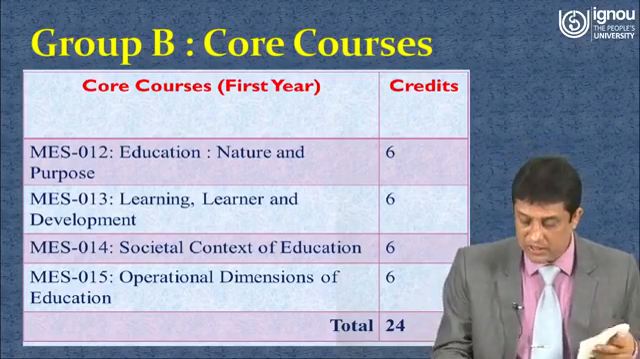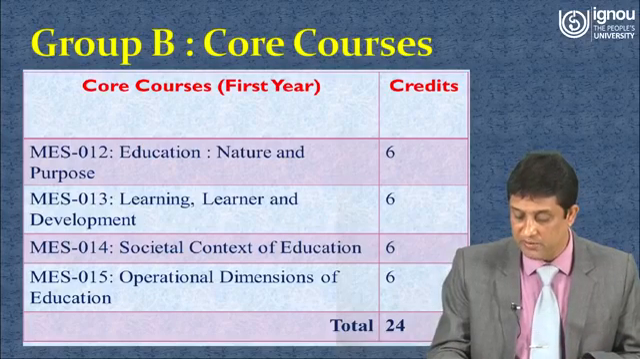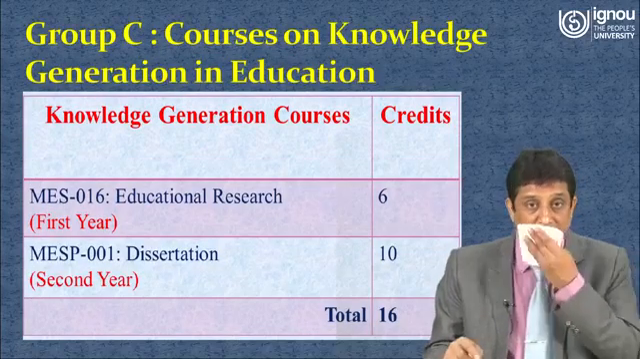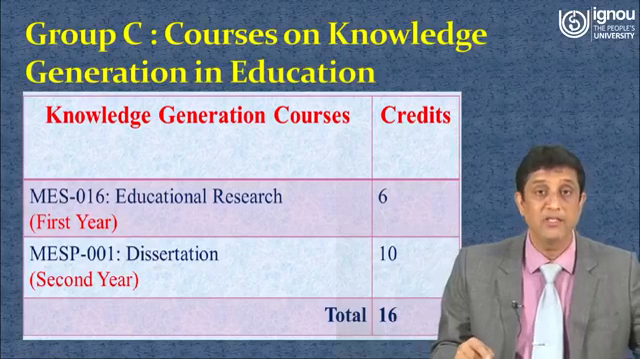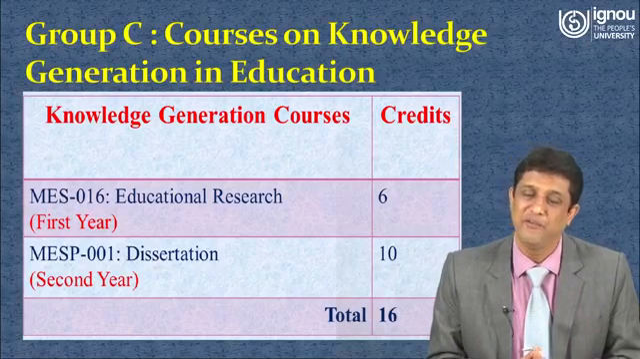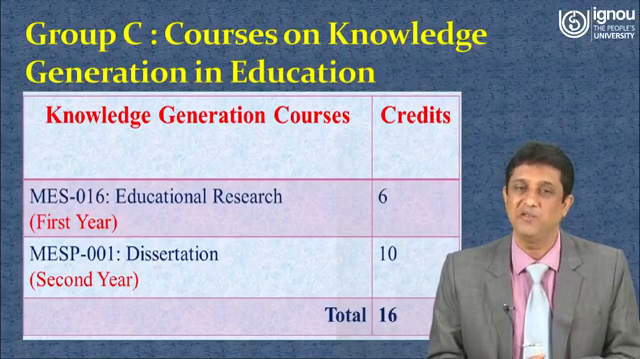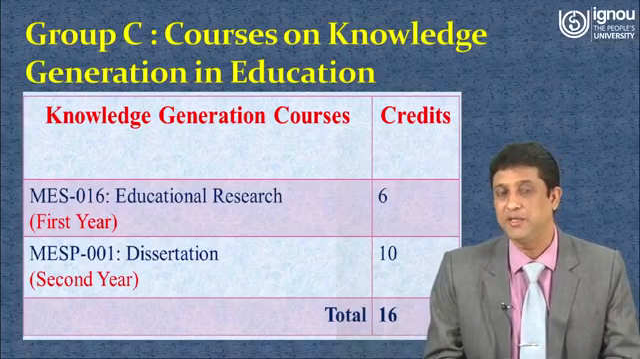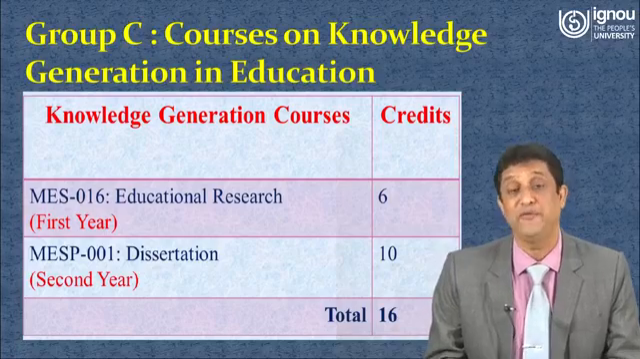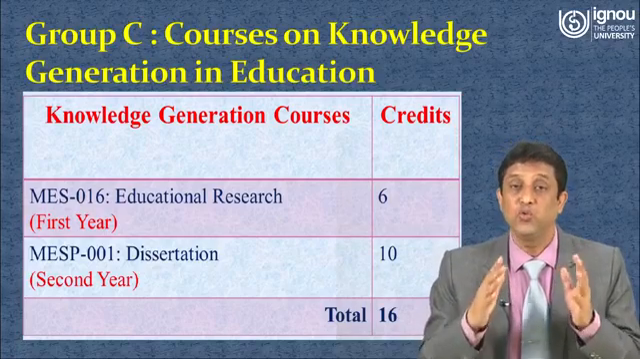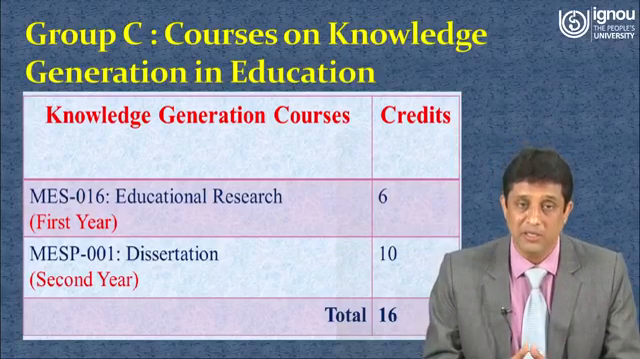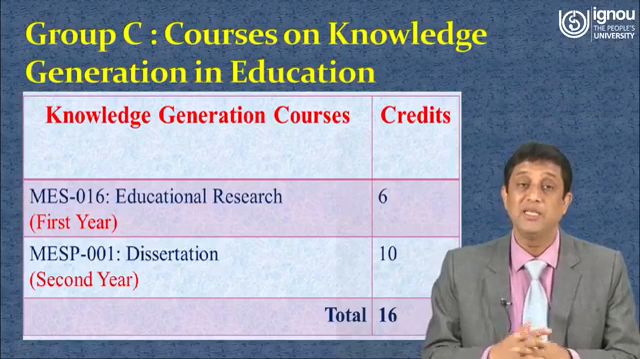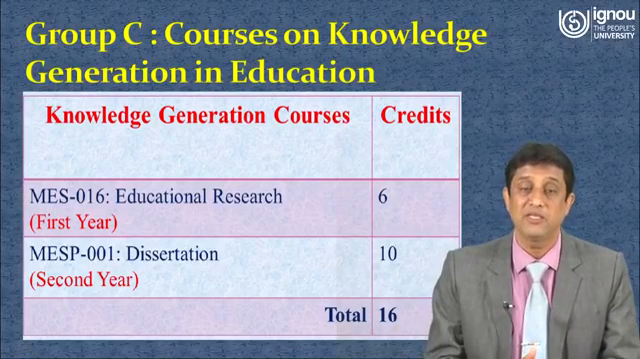Further, we will discuss the group 3 courses, that is called courses on knowledge generation in education. This is a very good area that will provide you a wide knowledge base about research, particularly research and practice of research. You see, friends, two courses have been kept in this area, that is courses on knowledge generation in education.